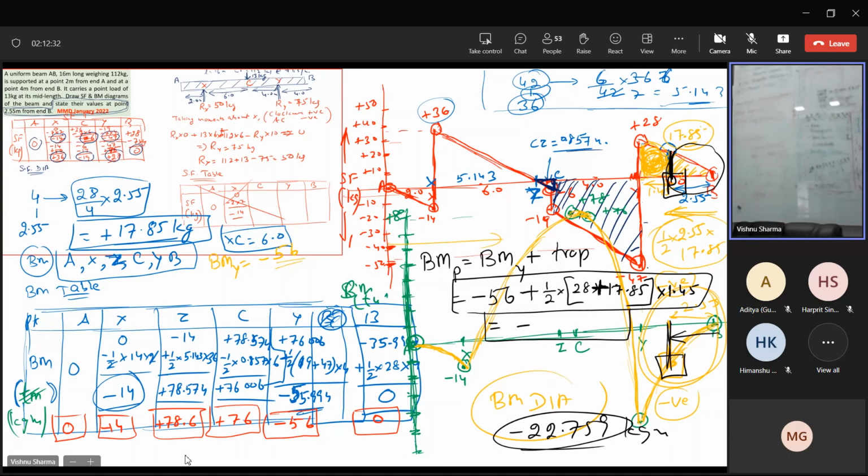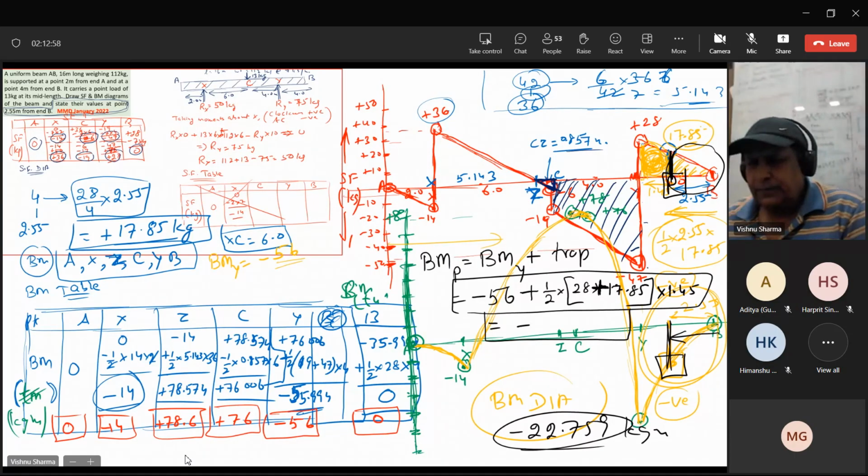Have you understood what I am saying? Yes. I have said if you can calculate, fantastic. If not, say BM at a distance 2.55 meters from end B from the BM diagram is equal to so many kg meter, plus minus whatever answer from the graph you read, just give that answer. No issues. At least you'll fetch some marks, if not full marks.